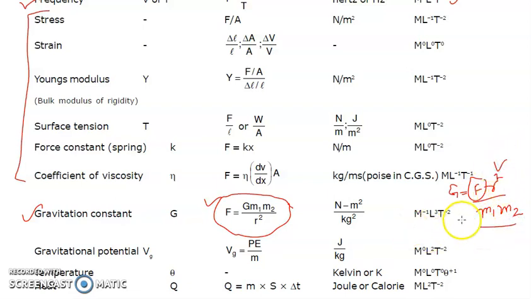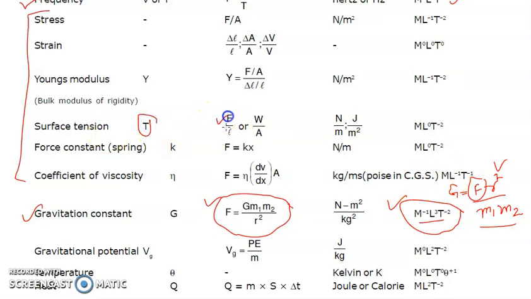divided by mass square. If you try to calculate this formula, it would come out to be M^-1 L^3 T^-2. So you can try calculating this formula, you will easily get this result.